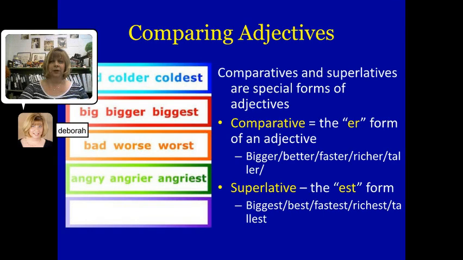Now, adjectives are not only used to tell us about a specific noun, but also to help us compare nouns with each other. And these are known as the comparative and the superlative form of the adjective. The comparative is the ER form, when we're trying to say that something is bigger, better, faster, richer, taller. And then the superlative is the EST form. When you say something has reached the highest peak, the apex of what it could possibly be, then we use biggest, best, fastest, richest, tallest. And you can see some examples here: cold is an adjective, but then colder tells you that it's even more cold than the first one, and then coldest is the most cold that anything could possibly be.